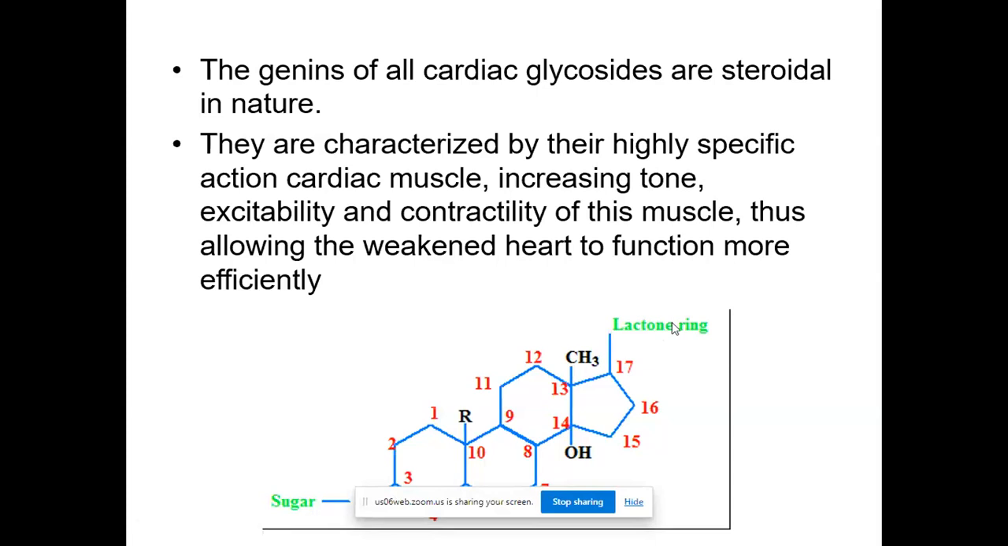There's the 5-membered ring and the 6-membered ring. So the 5-membered ring is for the cardenolides, we'll see them, and then the 6-membered ring will form the bufadienolides.